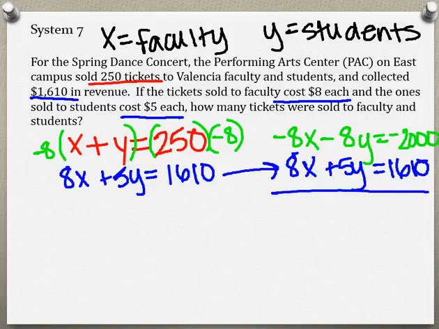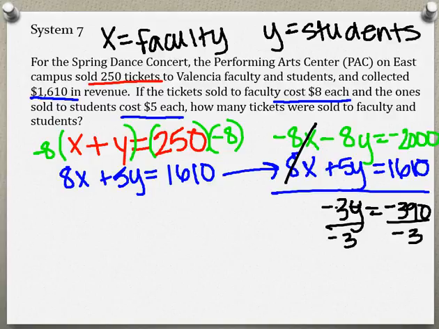Now, to solve this system, let's add the equations. So -8x plus 8x cancels out. -8y plus 5y is -3y. And then -2,000 plus 1,610 is -390. Then to solve for y, we'll divide both sides by -3.